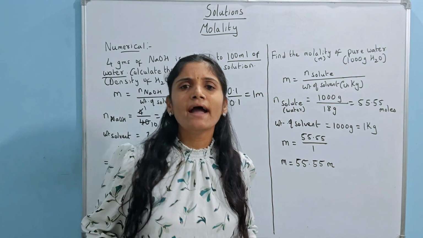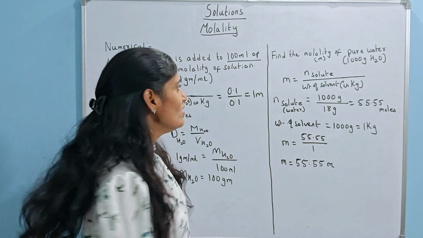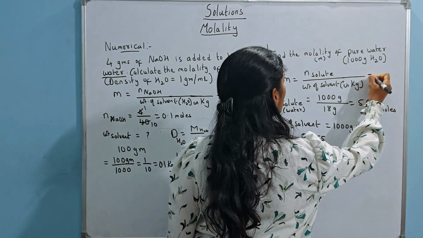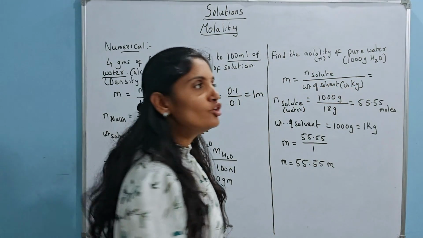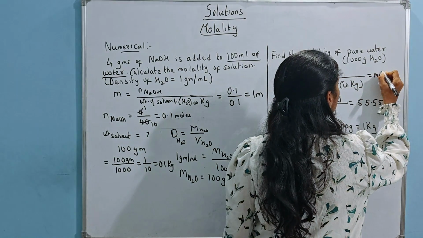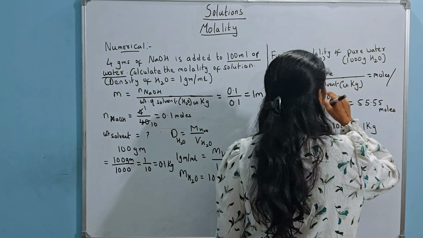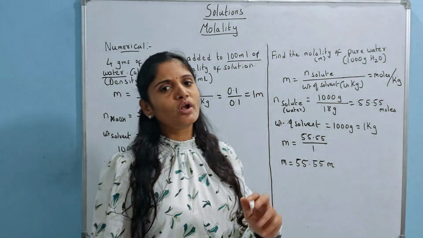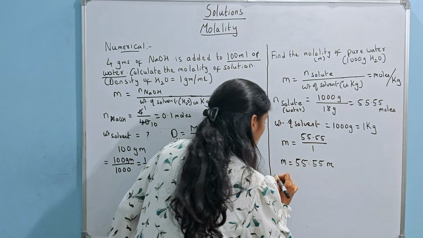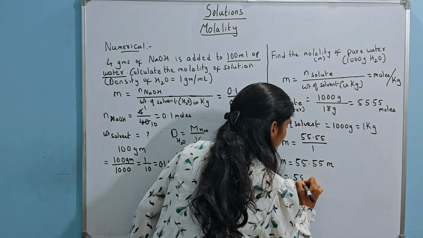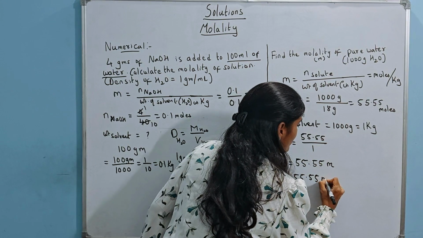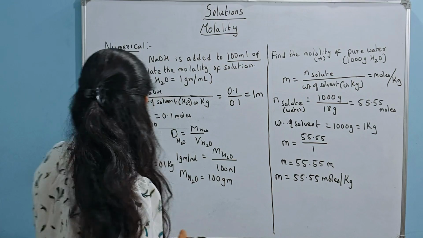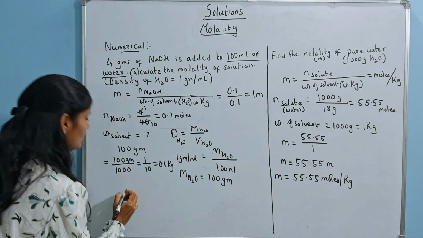Ma'am, doesn't molality have a definite unit? Yes, molality will definitely have a unit. So how can I get the unit for molality from here? Number of moles of solute, how do I write? Moles, divided by weight of solvent in kg, which is kg. So if you want to write in terms of units, you can write molality is equal to 55.55 moles per kg.